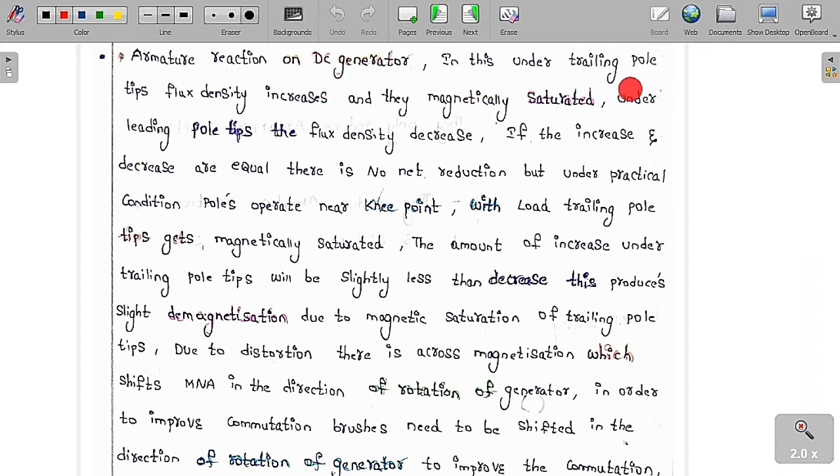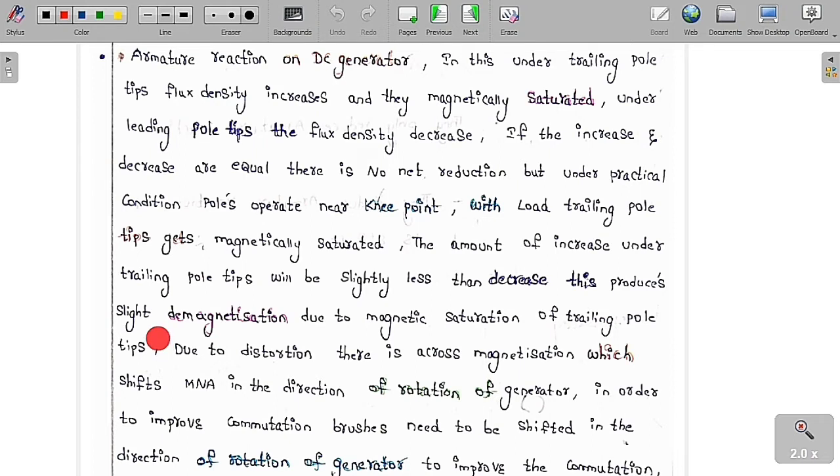In this, under trailing pole tips, flux density increases and they are magnetically saturated. Under leading pole tips, the flux density decreases. If the increase and decrease are equal, there is no net reduction. But under practical conditions, poles operate near the knee point. With a load, trailing pole tips get magnetically saturated, and the amount of increase under the trailing pole tips will be slightly less than the decrease.